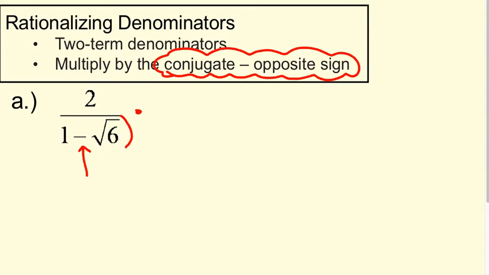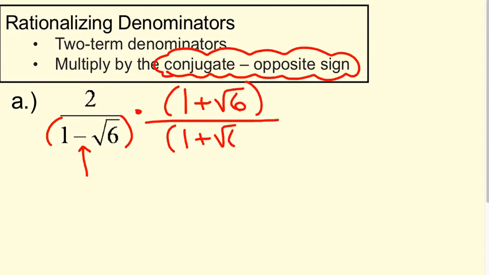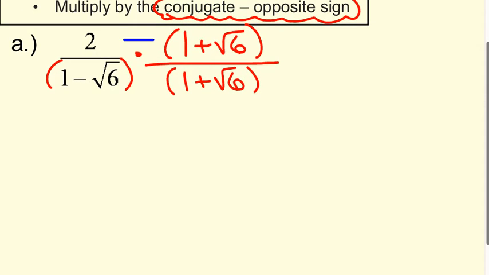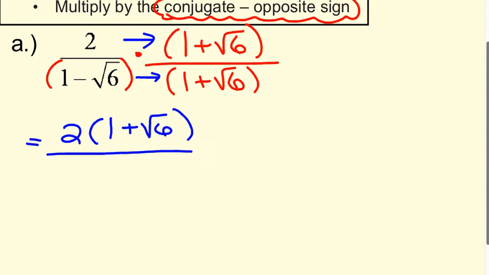So we're going to put a parenthesis here. We're going to multiply the numerator and the denominator by 1 plus the square root of 6, 1 plus the square root of 6. Now, we go ahead and multiply across like we did before in the previous example. So I get 2 times the quantity of 1 plus the square root of 6. When I multiply across, I get 1 minus the square root of 6 times 1 plus the square root of 6.